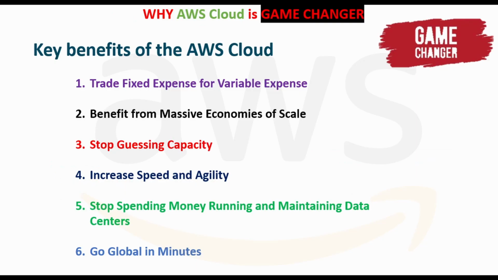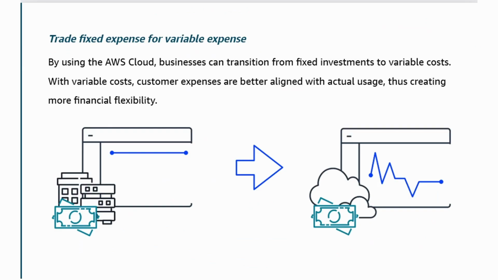Now that we know what the cloud is, let's talk about why it's a game changer. AWS defines 6 primary benefits of cloud computing that every practitioner needs to know. Let's break them down. First one is trade fixed expense for variable expense. In a traditional on-premise setup, you have fixed expenses, right?